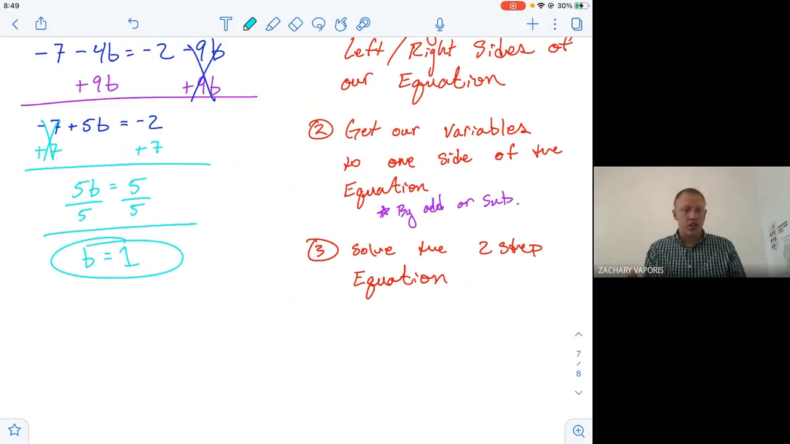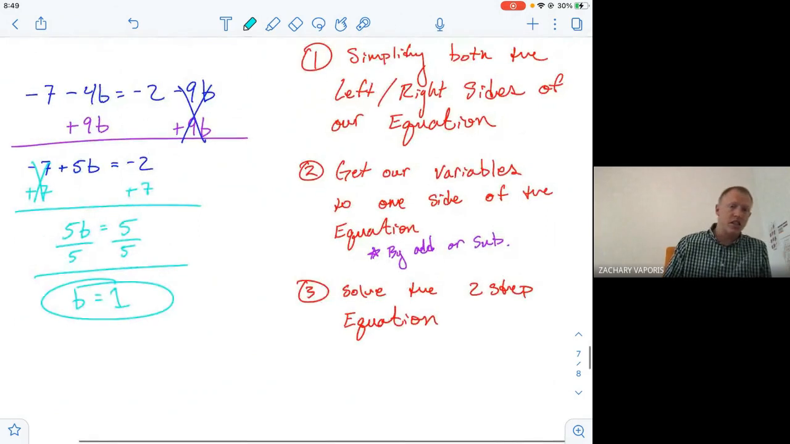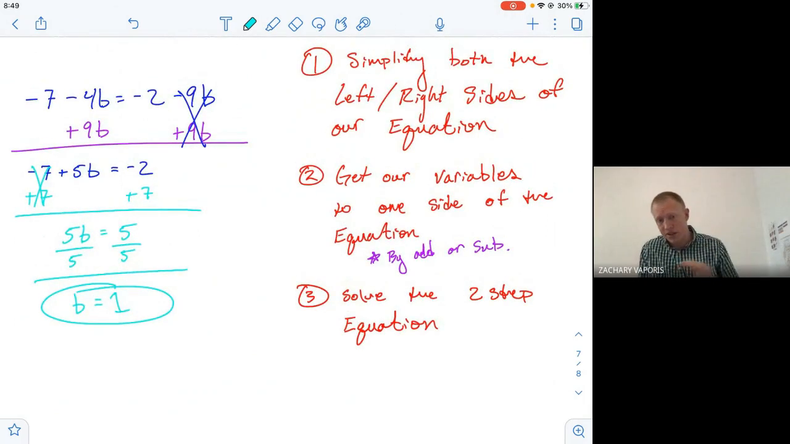If you do this every single time, if you do it just like this, these 3 steps right here, and I'm making it very simple, okay? But you simplify the left. Don't worry about the right side. Just simplify, combine like terms, distribute, all that good stuff. Do that to the right side. Then if you get your variables to one side or the other, right, by adding or subtracting, you will always have a two-step equation after that. And that's something you guys can hopefully start to do in your heads, right?